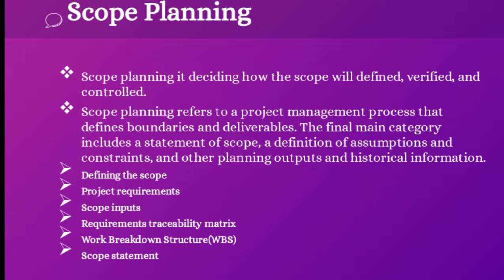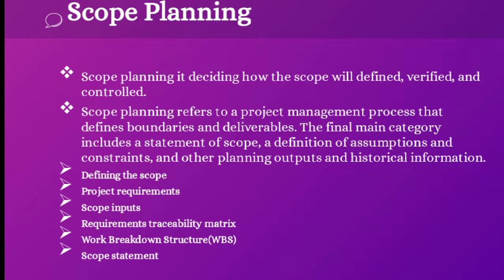So next is scope planning. When we say scope planning, it decides how the scope will be defined, verified, and controlled. Scope planning is a project management process that defines boundaries and deliverables. The final main category includes a statement of scope, a definition of assumptions and constraints, and other planning outputs and historical information.